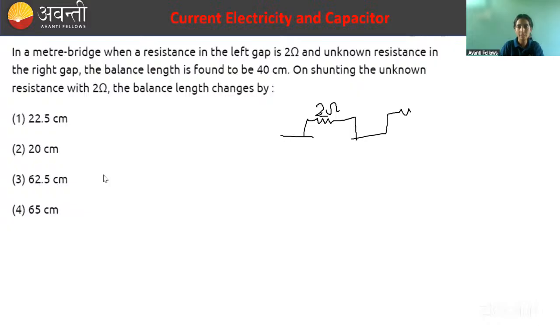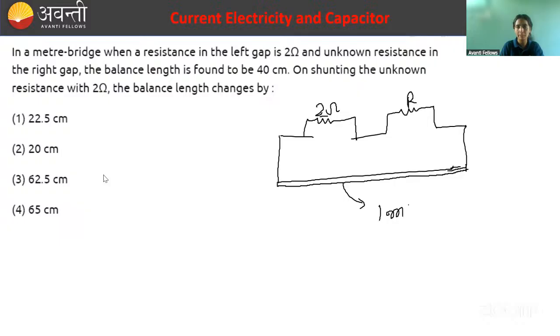And there is an unknown resistance in the right gap. So let's say this is the right gap, and here the resistance is unknown, let's say this is R. And the balance length is found to be at 40 centimeter. Let's draw this. There is nothing said about the length of the wire, so we will assume the length of the wire is 1 meter, as we have already dealt with this. If nothing else is given, then this is 1 meter.